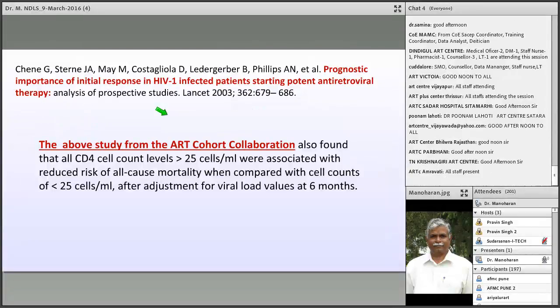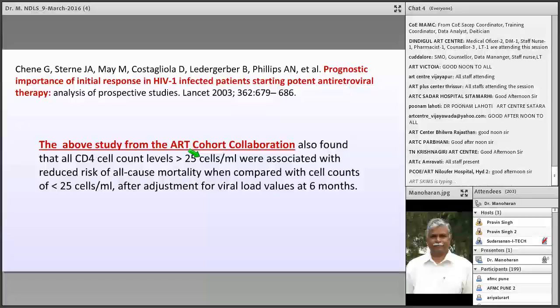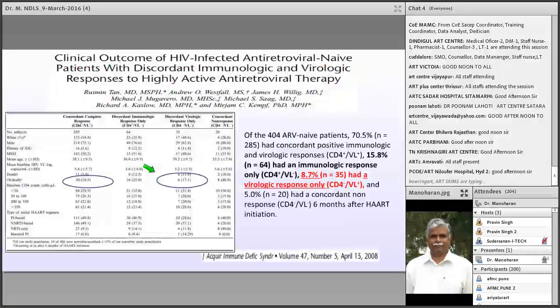A similar study, called the ART Cohort Collaboration study, also found that CD4 cell count increases of more than 25 cells per ml were associated with reduced risk of all-cause mortality when compared with increases of less than 25 cells. So let us see more studies.